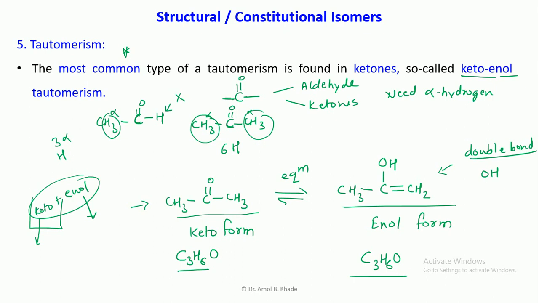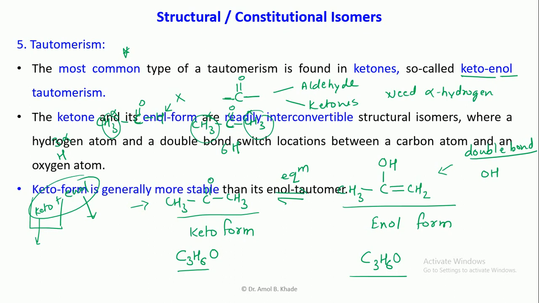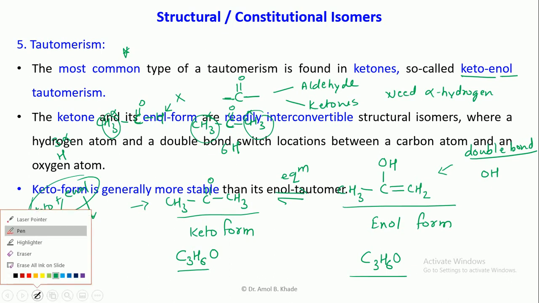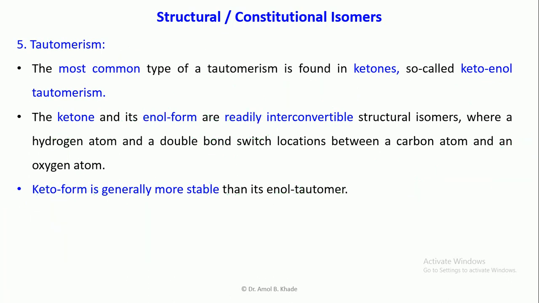We cannot separate these two from each other. Even if you separate them, they will try to maintain their dynamic equilibrium. So this is referred to as the 5th type, keto-enol tautomerism. The ketone and its enol form are readily interconvertible structural isomers where a hydrogen atom and a double bond switch location between a carbon atom and the oxygen atom. In keto and enol, the keto form is generally more stable than the enol tautomer. This is again important from an MCQ point of view. The keto form is generally more stable.